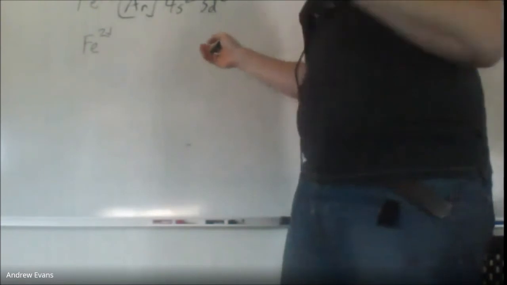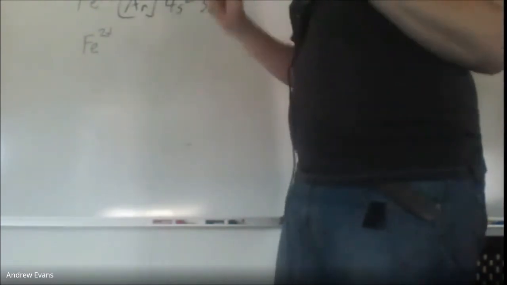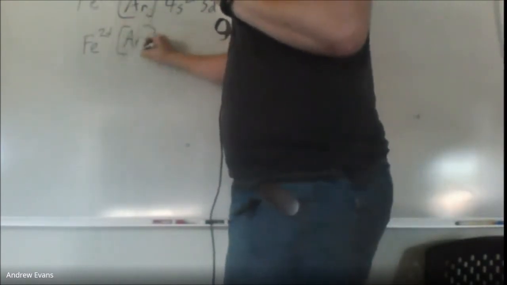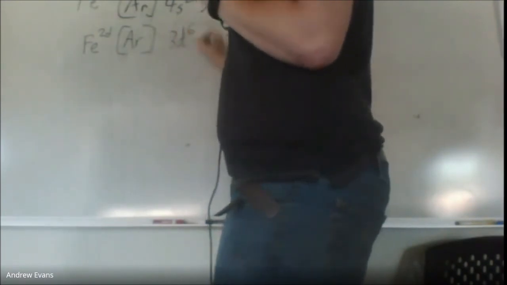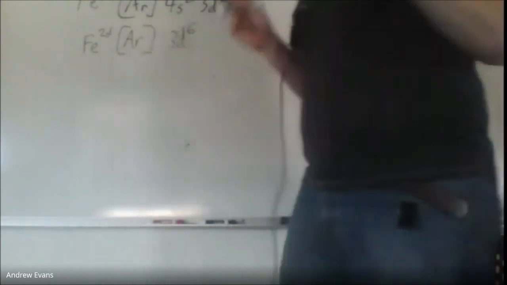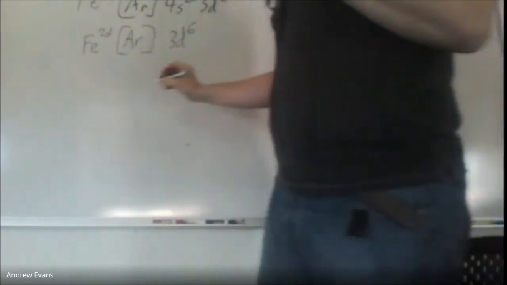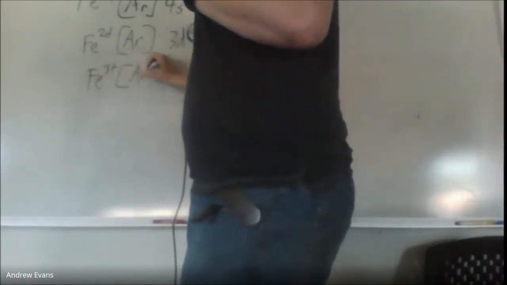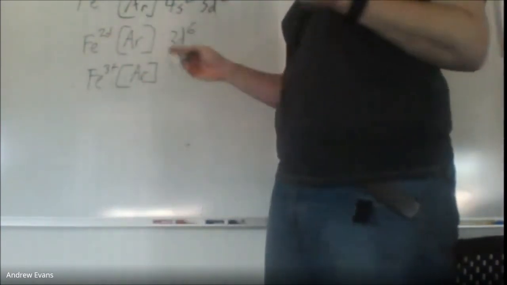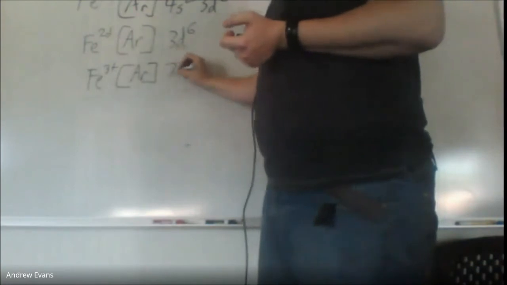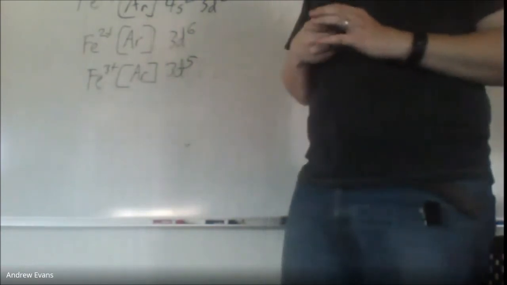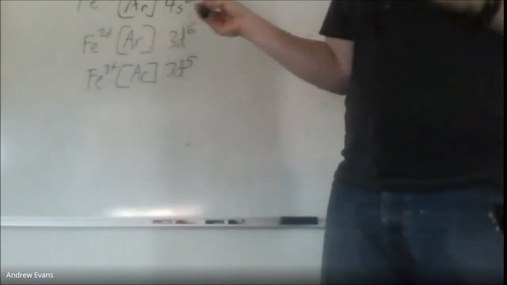There's no P. Next we attack the S. There is an S. So iron 2 plus would be argon 3d6, because we've removed our 2 electrons from the S. If we went to iron 3 plus, well, there's no more S, so the last thing we can take from is the D. 3d5.